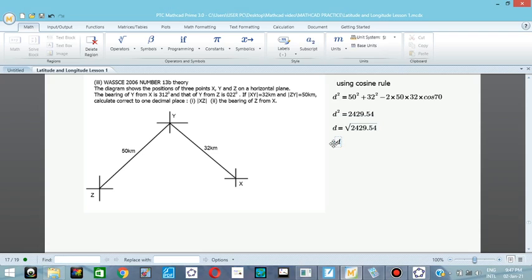So d is going to be equal to, let me just simplify it here, square root of 2429.54. So the answer is 49.29 kilometer. So that is the distance. So that is the distance xz.